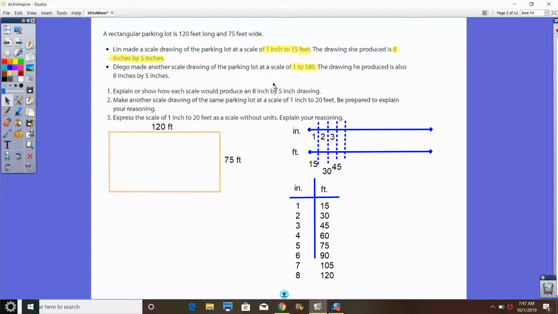Well, now Diego comes along and says, oh, no, we're going to go 1 to 180 as our scale. And now you're going, huh? Wait a minute. 1 to 180, but then still getting a scale of 8 inches to 5 inches. So let's figure out what's going on here.